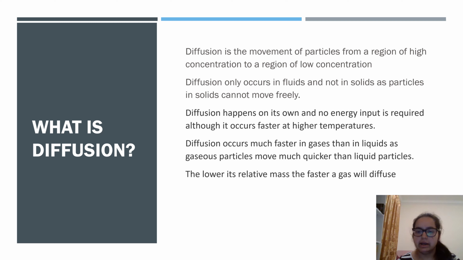Diffusion does not require any energy input, but it occurs faster at higher temperatures. This is because particles have more kinetic energy and hence they move faster. Diffusion occurs much faster in gases than in liquids. This is because gases have weaker intermolecular forces than liquids. And let's see the relationship between the relative mass and the rate of diffusion. The lower the relative mass of a gas, the faster it will diffuse.